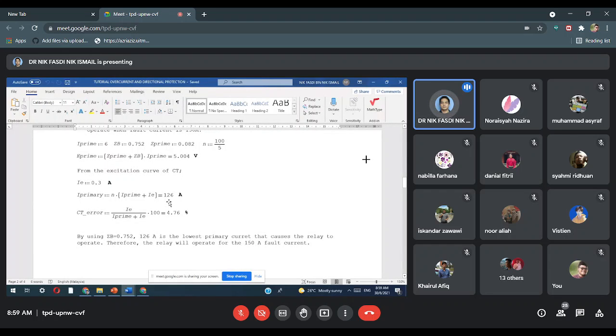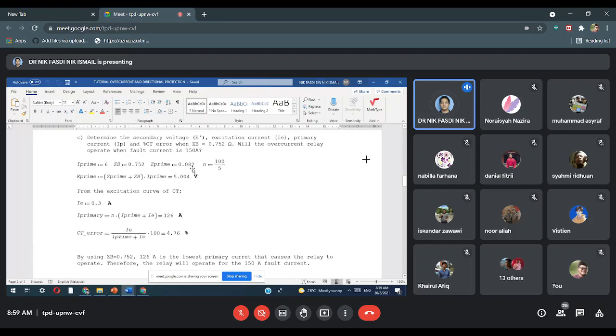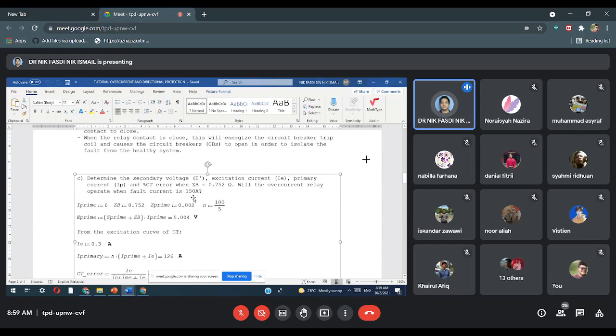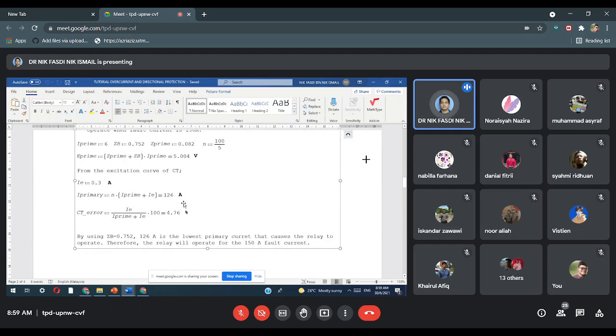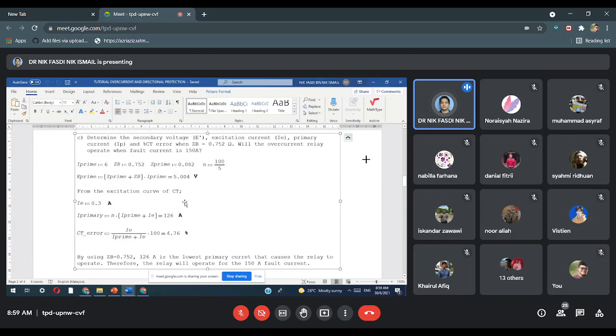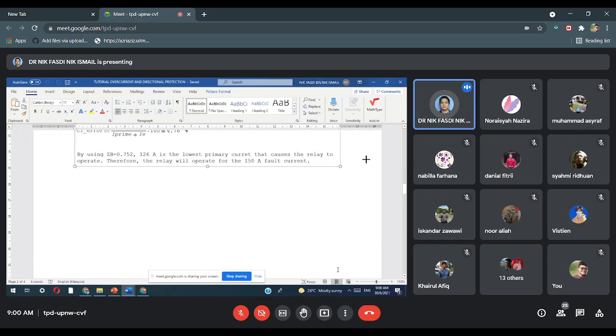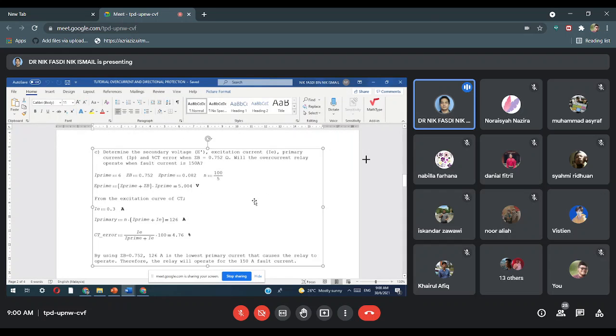If it is lower than 126, for example the fault here gives 120 amps, will it operate or not? It will not operate because the primary minimum is 126. But in this case, because 150, you get the I primary is 126, so it will turn on, it will trigger the overcurrent relay. So can you understand up to here, overcurrent relay? Okay?